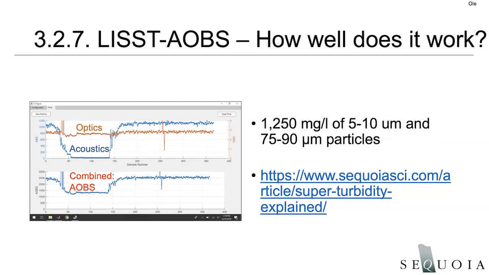We have a little paper on our website that describes this as well and shows this figure in more detail. So here it's really important also to realize that we have the OBS or the turbidity sensor signal in volts. We have the ABS signal in milligrams per liter. When we combine them using our pairing method, then we get the AOBS signal in milligrams per liter. No correlation between the optics and the acoustics. It's a pairing, as Wayne has explained.